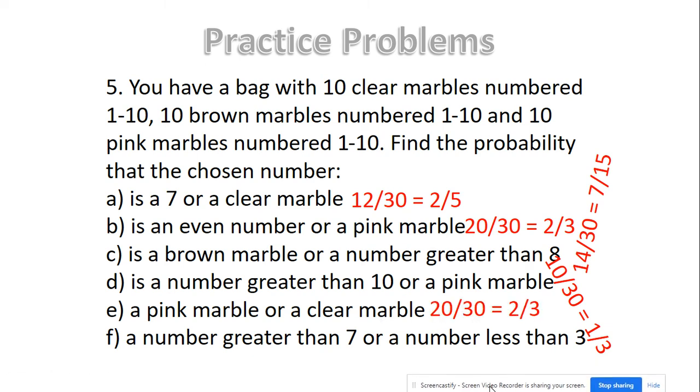20 out of 30. And then greater than 7 or less than 3, 15 out of 30. And that's because greater than 7 is 8, 9, 10. Less than 3 is 2, 3. So you have 5 of each color. No, 3 colors. All right, questions with those?